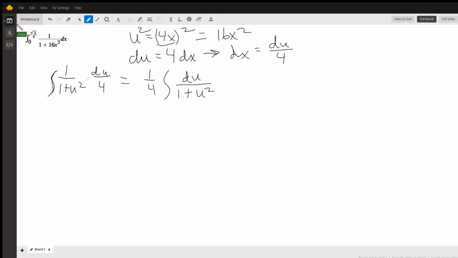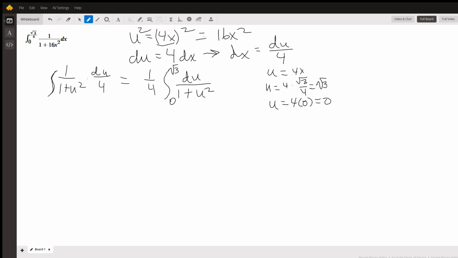Now I'm going to use u equals 4x to check out those limits of integration. When x is square root of 3 over 4, u equals 4 times square root of 3 over 4, which equals square root of 3. And when x equals 0, u equals 4 times 0, which is 0. So these are 0 to square root of 3.